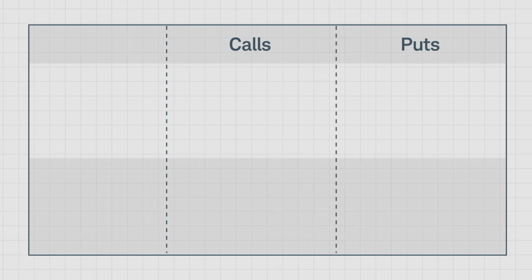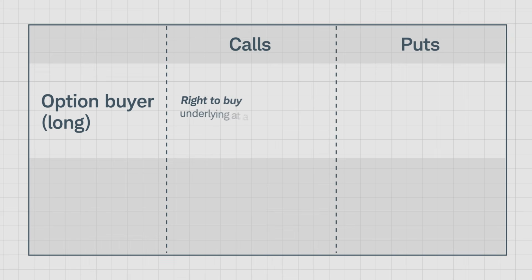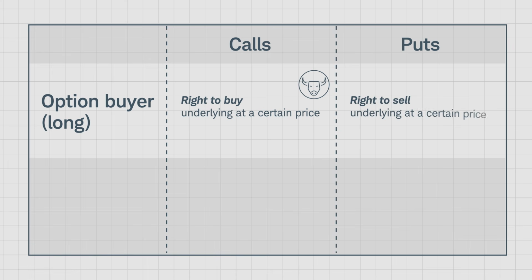Calls allow the option buyer to buy the underlying at a certain price, so buying a call is bullish. You want the stock to go up. Puts allow the option buyer to sell the underlying at a certain price, so buying a put is bearish. You expect the stock to go down.